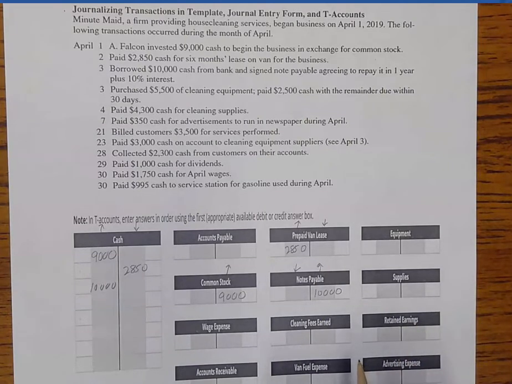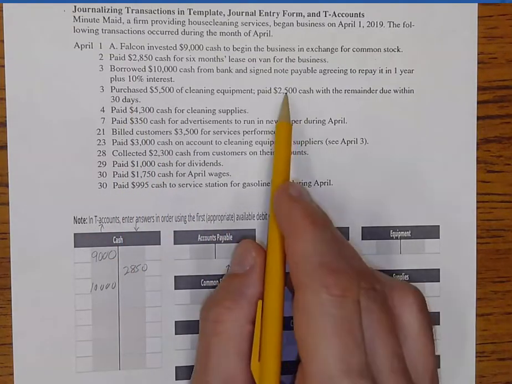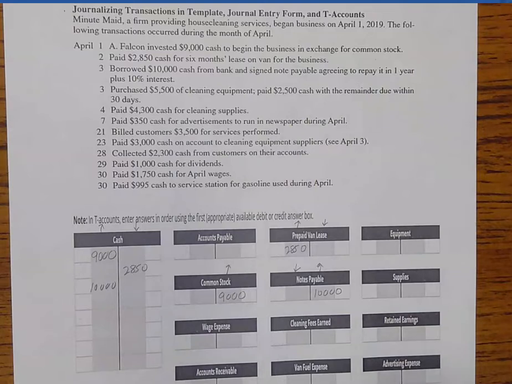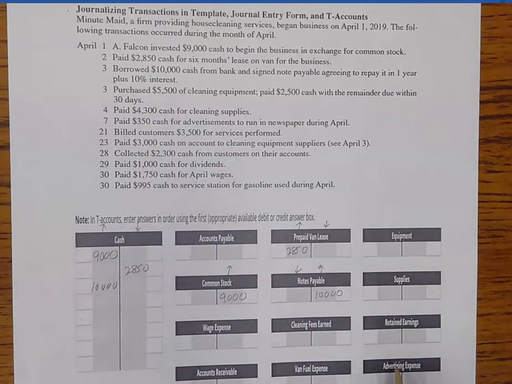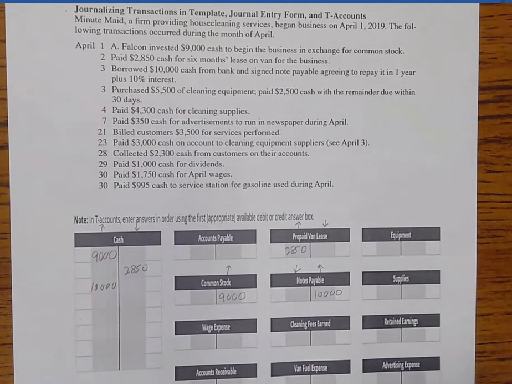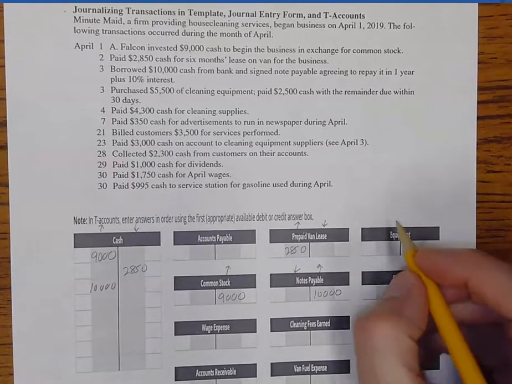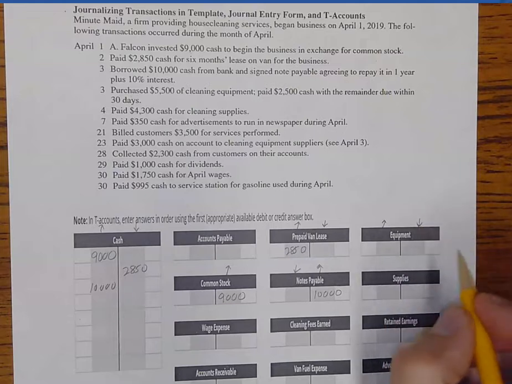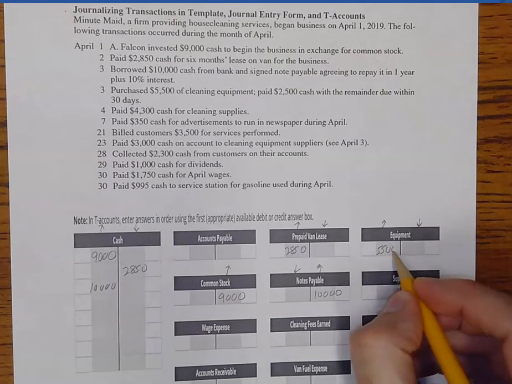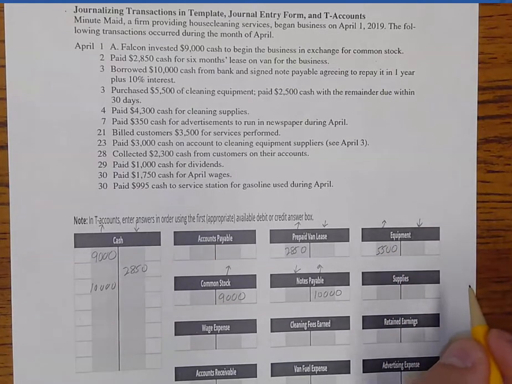Then on April the 3rd, we're going to purchase equipment for $5,500. We're going to pay $2,500 cash, and the remainder is to be due within 30 days. So we have to do 3 things here. Okay, 3 things. So equipment is what we received. So let's see if I can actually find the equipment. Here it is. And equipment is an asset. So it's going to go up on the left and down on the right. Plot 5,500 right here. Okay, hopefully we can read that that is 5,500.